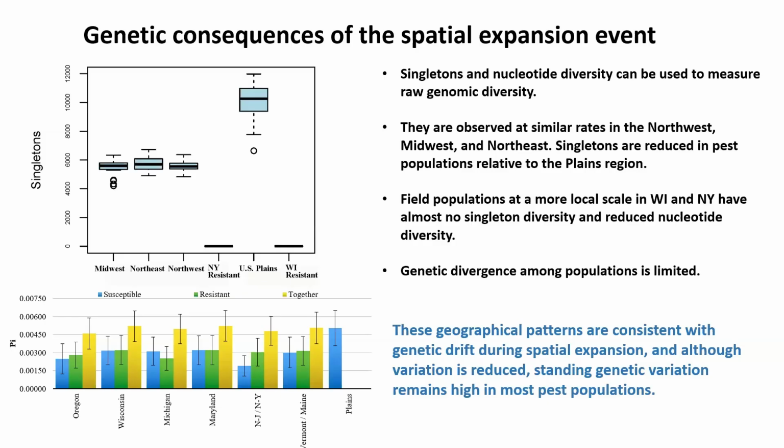So in line with them moving across the United States in a spatial expansion, not the whole population went. So there's essentially a small bottleneck that erodes some of that variation and allows those populations to establish in the potato growing regions. Yeah, that's basically what I wanted to say about that.